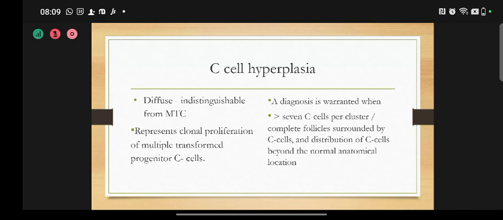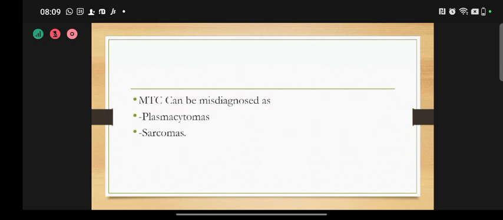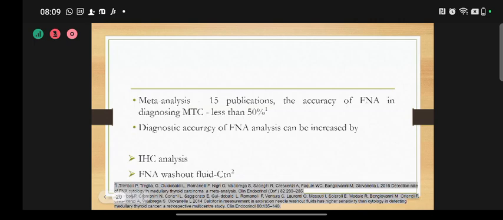So any C cells beyond this is warranting an evaluation. Medullary thyroid cancer can be misdiagnosed as a plasmacytoma or sarcoma in a slide. According to the Trimboli meta-analysis, they considered 15 publications. They found FNA having an accuracy of less than 50%.